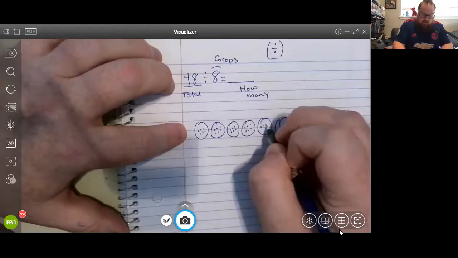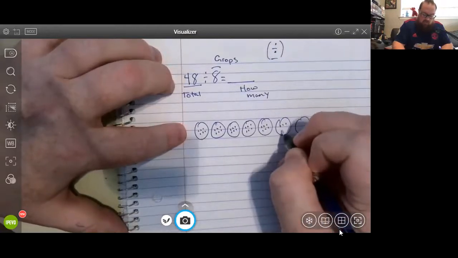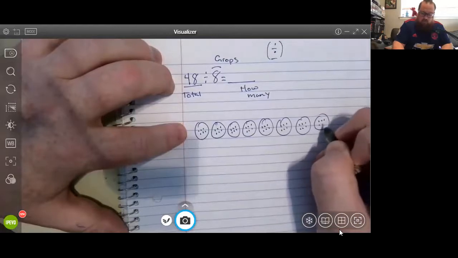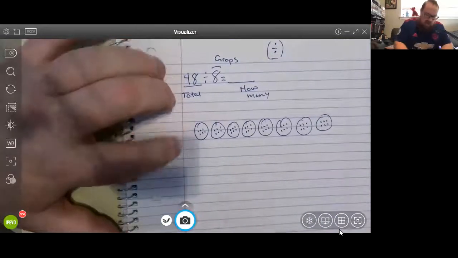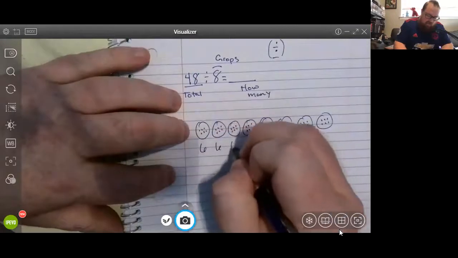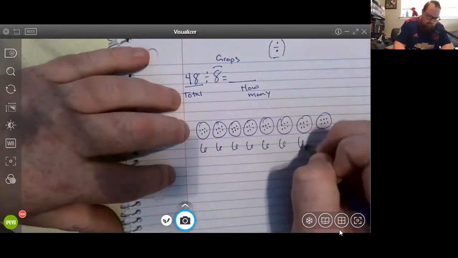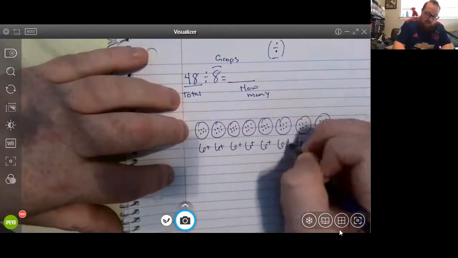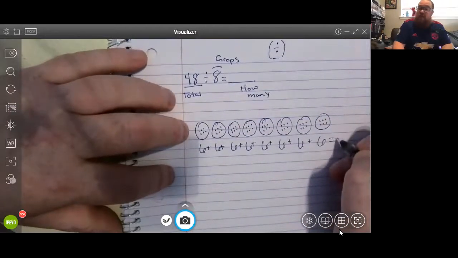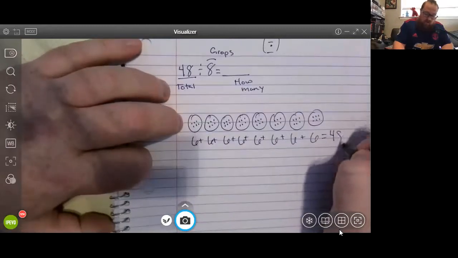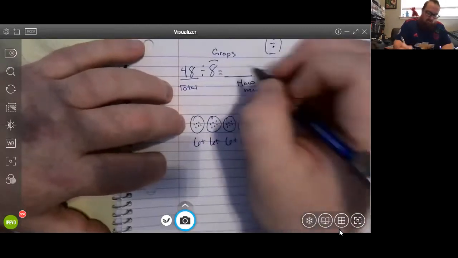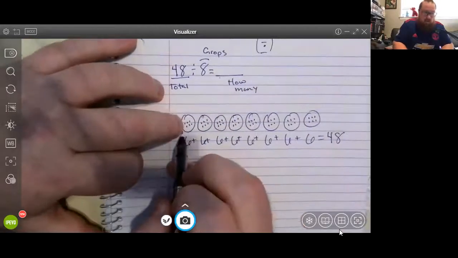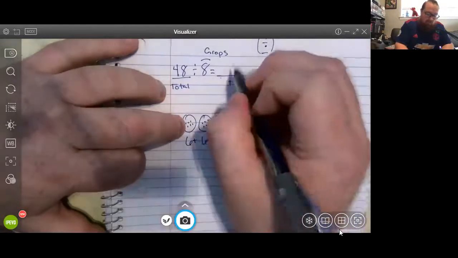You're more than welcome now to pause right before I started this and write this out on your own and see if you can try to figure this out before you come back and look at what I have. I know that each one of these is going to be 6. And then when you add up all your numbers, you're doing your repeated addition, you're going to get an answer of 48. So I know that my how many again is how many goes inside each group. That's going to be 6.